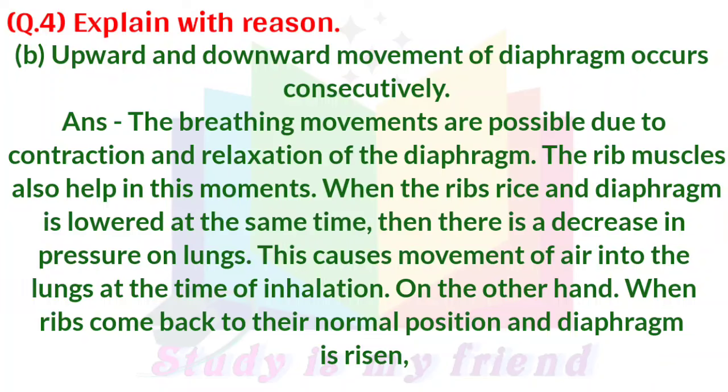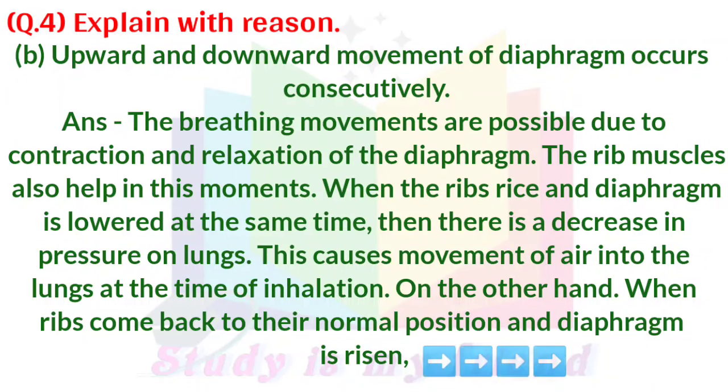B. Upward and downward movement of diaphragm occurs consecutively. Answer. The breathing movements are possible due to contraction and relaxation of the diaphragm. The rib muscles also help in these movements. When the ribs rise and the diaphragm is lowered at the same time, there is a decrease in pressure on the lungs. This causes movement of air into the lungs at the time of inhalation.